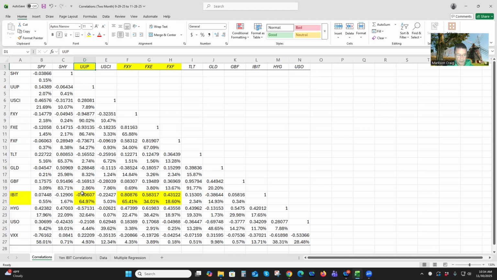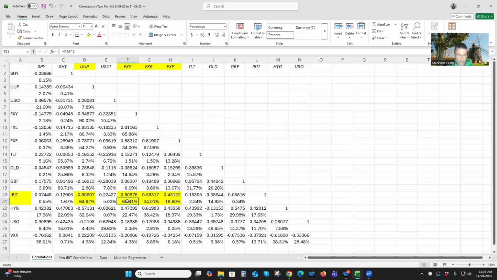So the relationship between the US dollar and Bitcoin accounts for 64.97% of the variance on Bitcoin as measured by IBIT. So we see that the dollar has an inverse relationship with Bitcoin. As Bitcoin goes up, the dollar goes down by 64.97%.